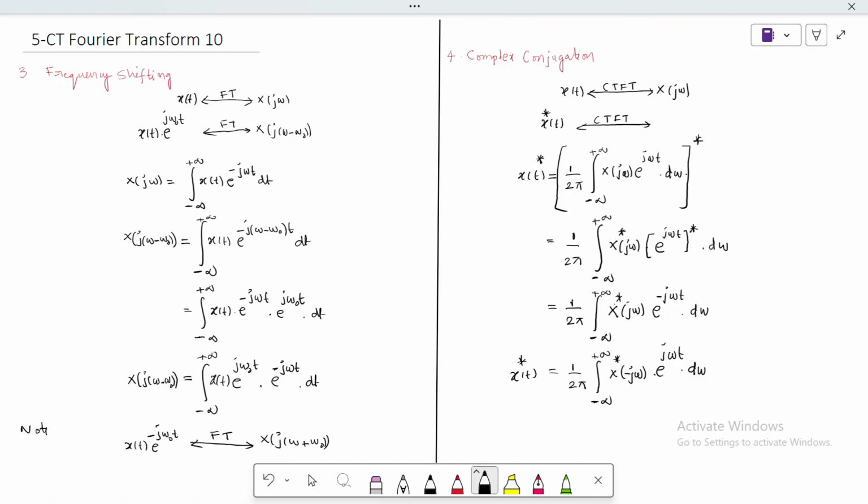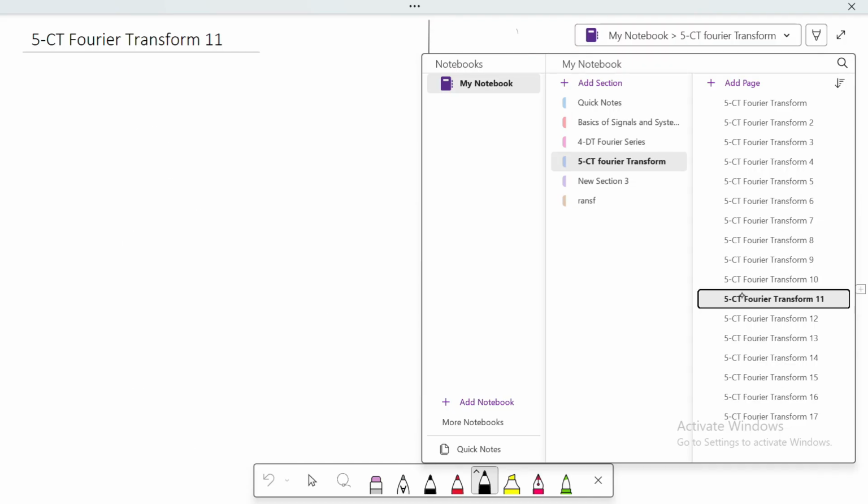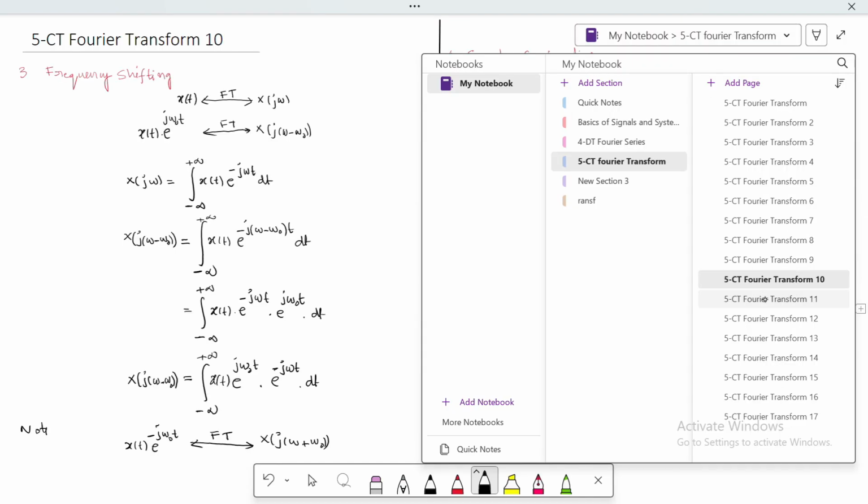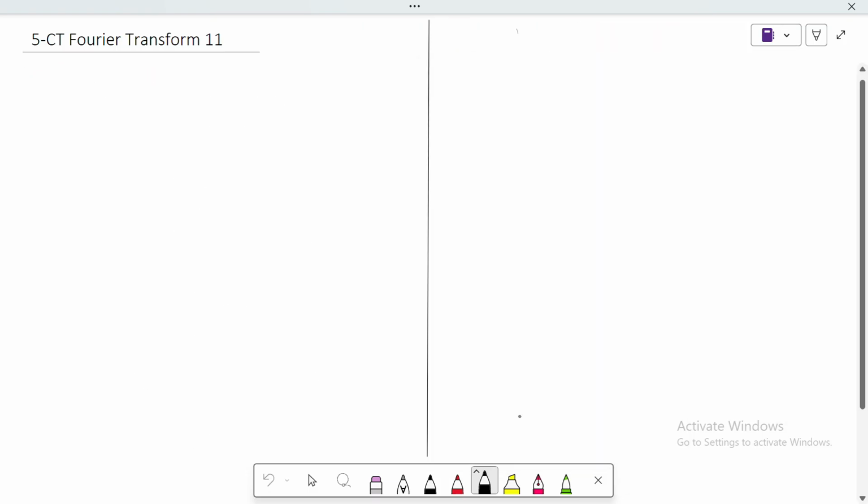So this is the frequency domain signal, x of minus j omega. The next property, the fifth one, is the time reversal property.